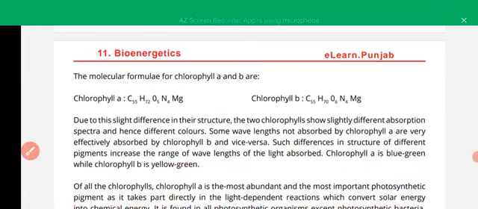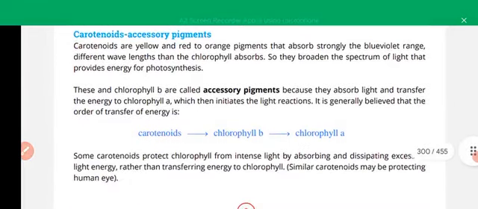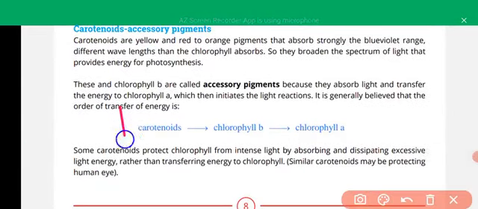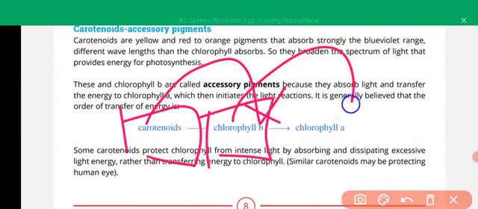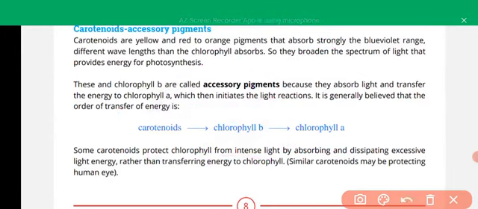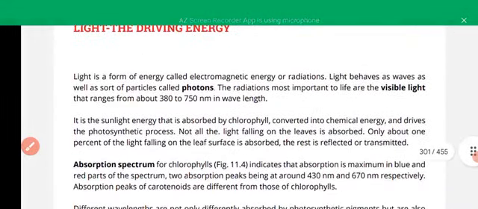We have to understand this type of reaction particularly. The mechanism is that carotenoids absorb light and transfer it to chlorophyll B, and chlorophyll B absorbs light and transfers it to chlorophyll A, and chlorophyll A is the most abundant and directly takes part in the chemical reactions. We have to understand this only. Carotenoids also protect our eyes. Most important point: light drives energy.